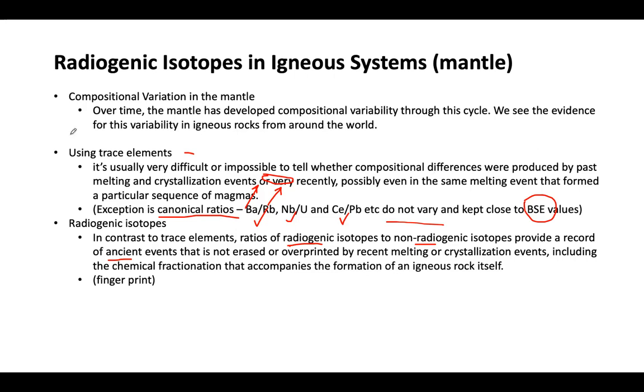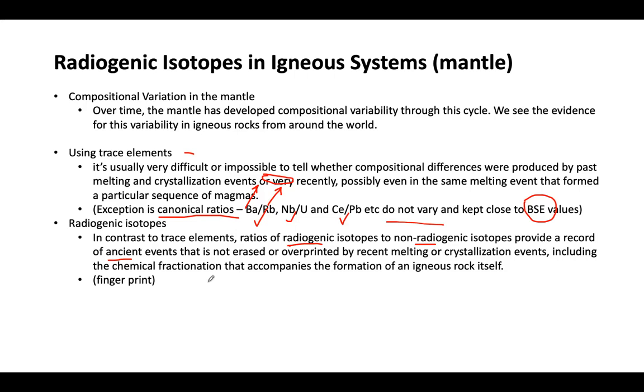And also, unlike the trace elements, they do not easily fractionate from each other, right? So the ratio itself remains as it is unless some later disturbance happened. Therefore, the original source rock characteristic must be visible from a later product, right? For example, if you get some sample or some melting from a depleted mantle, DMM, you must be able to trace that DMM signature or characteristics from the sample that you discover from the ocean floor, right?